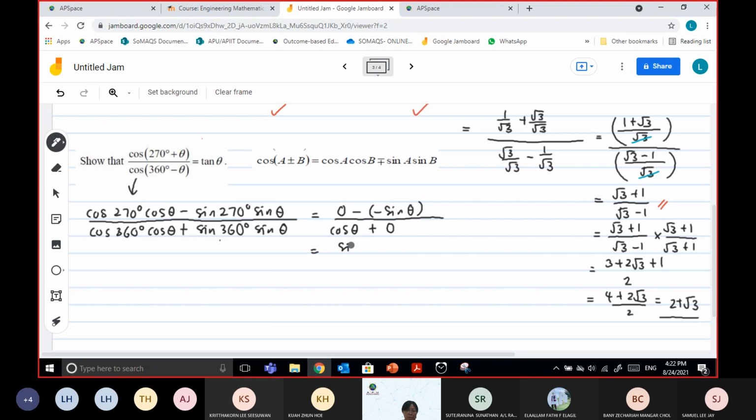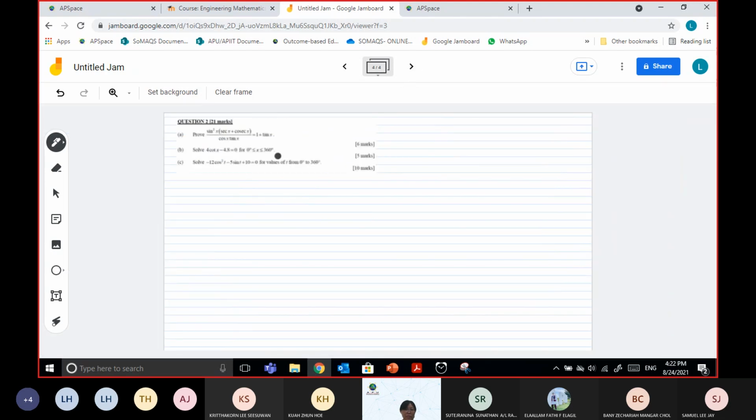Okay, so at the top is sine theta, at the bottom is cos theta, sine per cos is tangent theta. Okay, Sean. Okay, so next one. Not sure whether you managed to get this question done.